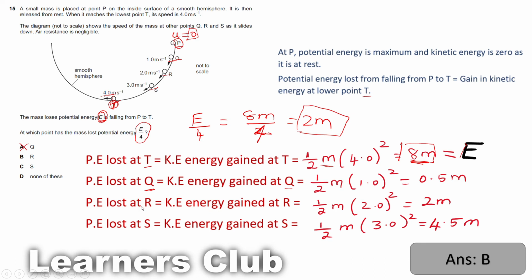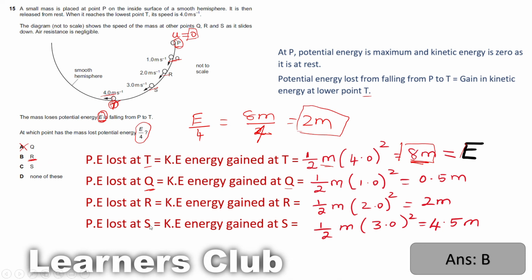Potential energy lost at R, which is similar to the kinetic energy gained at R. The speed at R is 2, so half m 2 square. When you simplify, the answer is 2m, which is 1/4 of your E. So this is the answer. The point is R, but it's okay. Let's continue checking for S.